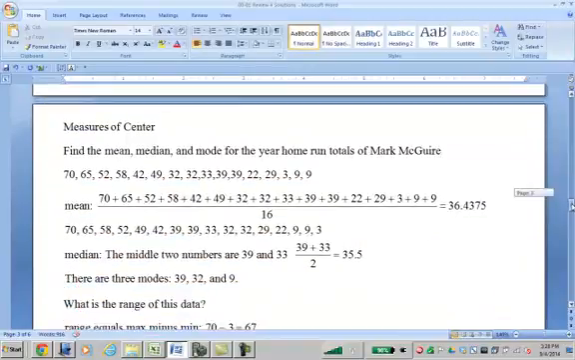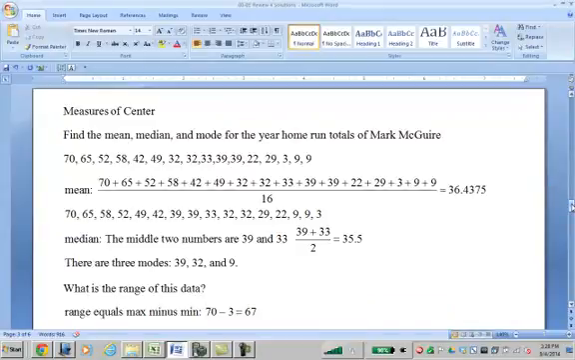Measures of center. Find the mean, median, and mode for the yearly home run totals of Mark McGwire. So he played 16 years and he had all these totals. So to get the mean, you add them all up, divide by 16, and his mean is 36.375. Now, put him in order to get the median: 70, 65, 58, etc. Okay, so they're almost in order when you get them, but not quite. Now I did them in descending order. It's probably better to do them in ascending, but it still works okay.